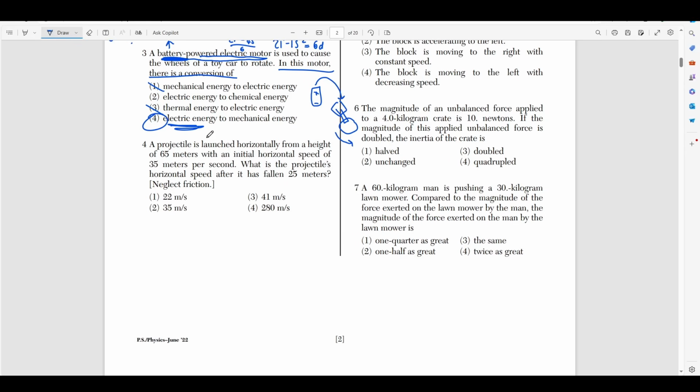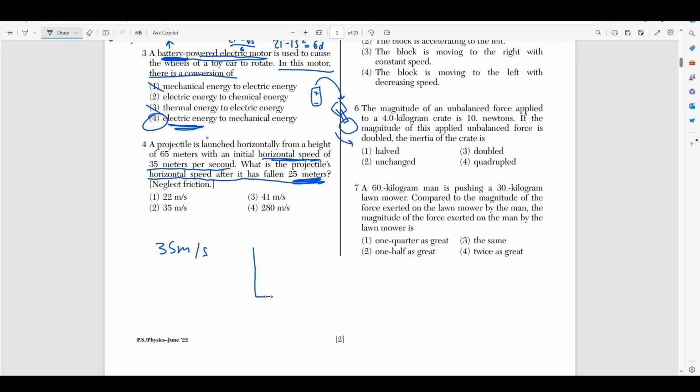Number 4 says a projectile is launched horizontally from a height of 65 meters with an initial horizontal speed of 35 meters per second. What is the projectile's horizontal speed after it has fallen 25 meters? Okay, so here the horizontal speed is 35 meters per second, and this is a problem of projectile motion, right?